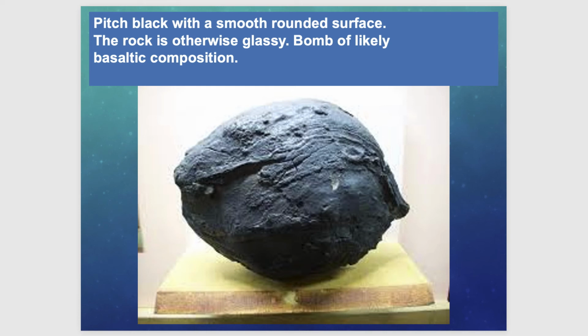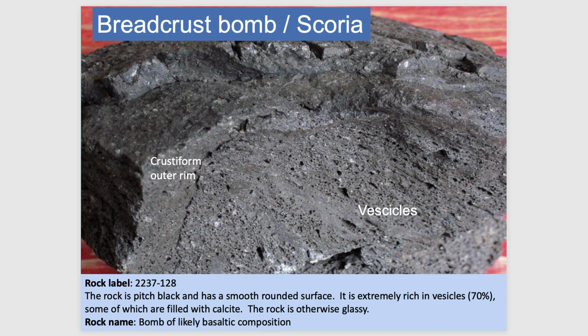So rapid cooling will produce this crust, which is quite characteristic. This is a breadcrust bomb. Many times the bombs will form cracks, especially after the impact, when they are deposited on the flank of the volcano. The impact and the cooling that occurs very rapidly will cause a fracturing of the crust, and this gives the characteristic appearance similar to bread. So this is why they are called breadcrust bombs.